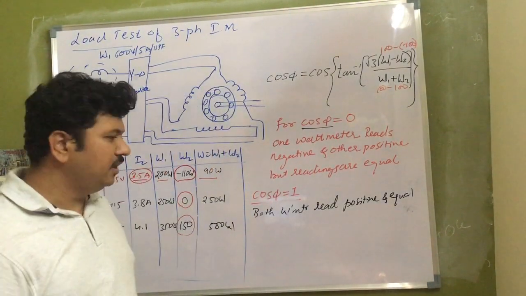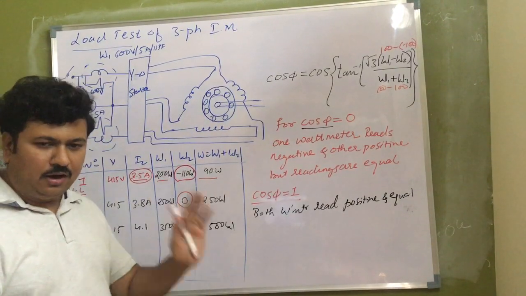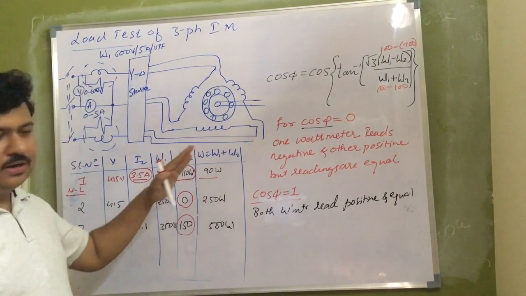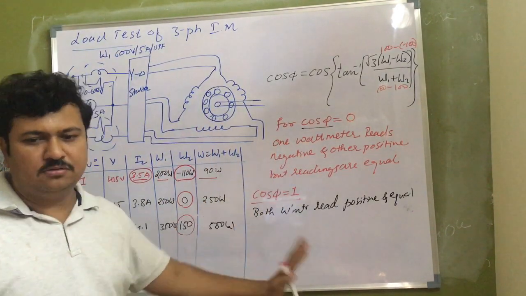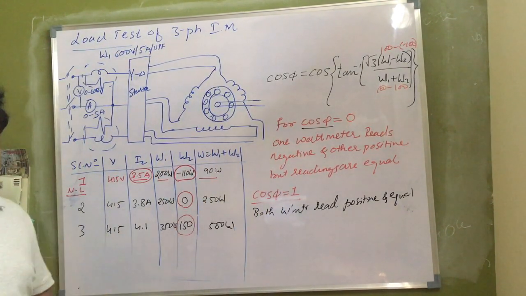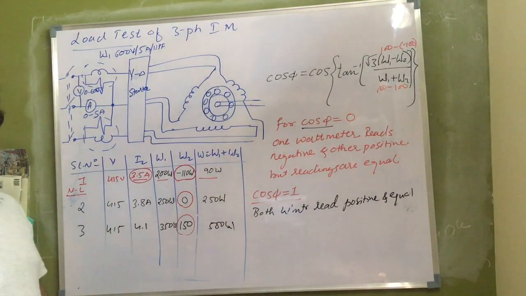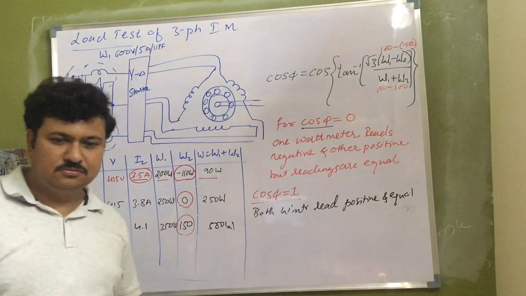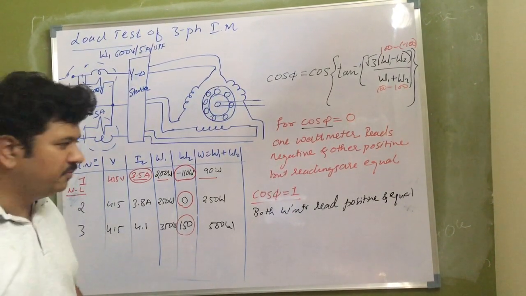Neither is the winding purely resistive nor is the winding purely inductive. The power factor of an induction motor will always be between 0 and 1. Not 0, not 1. So these two cases will never occur for me. Now what happens between 0 and 1? There is one more: exactly midway, what will happen if power factor is 0.5?